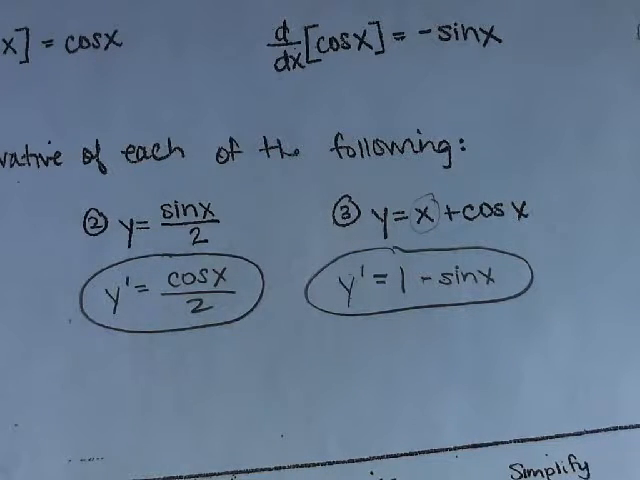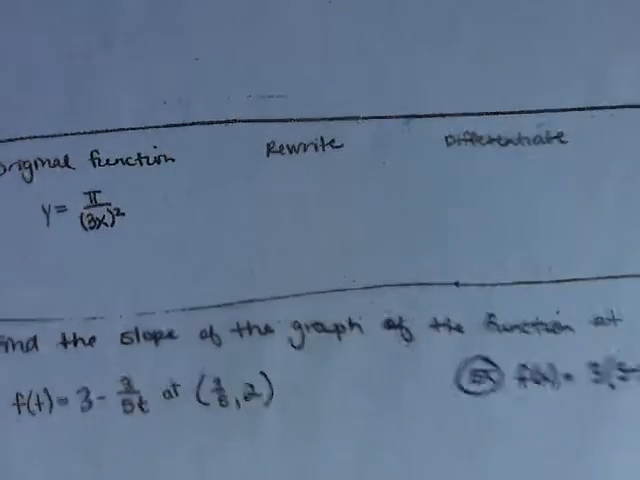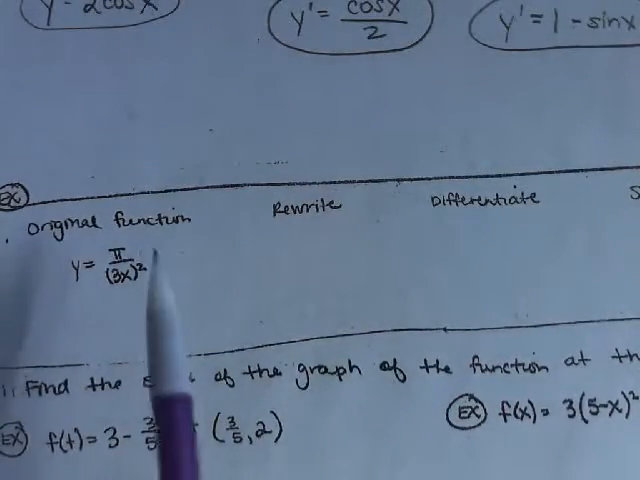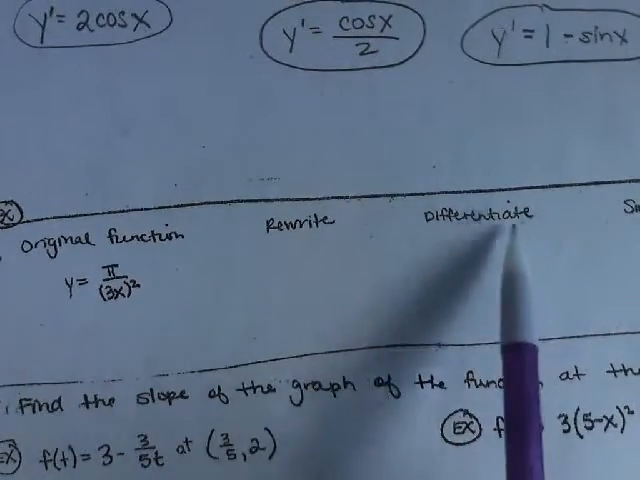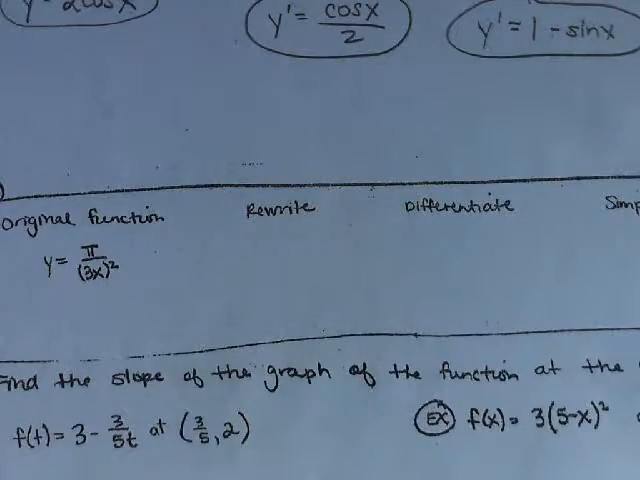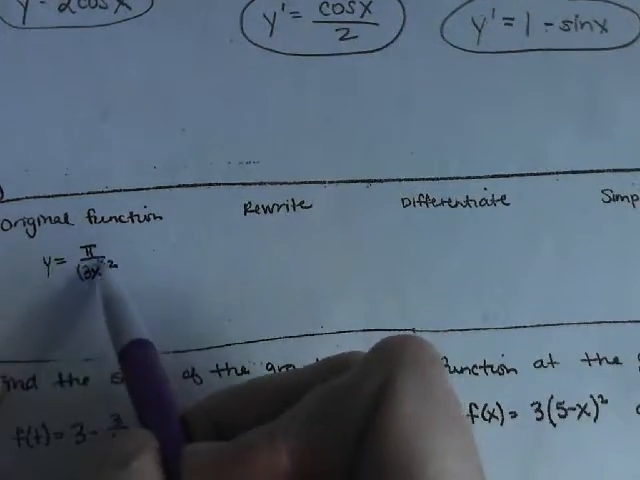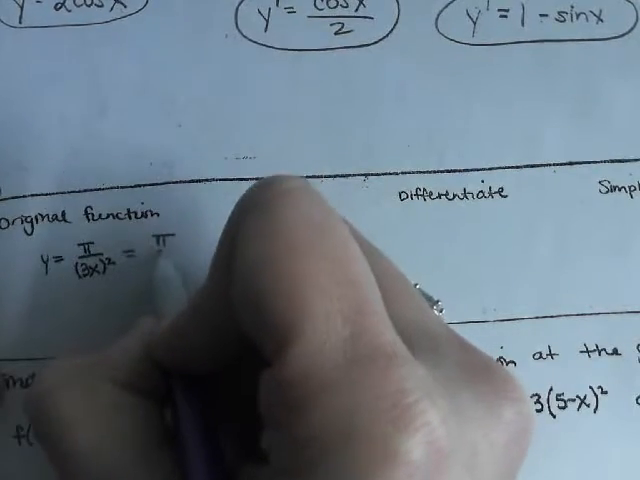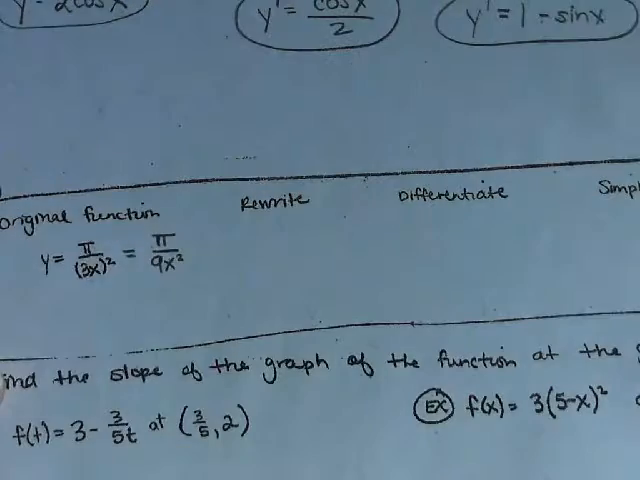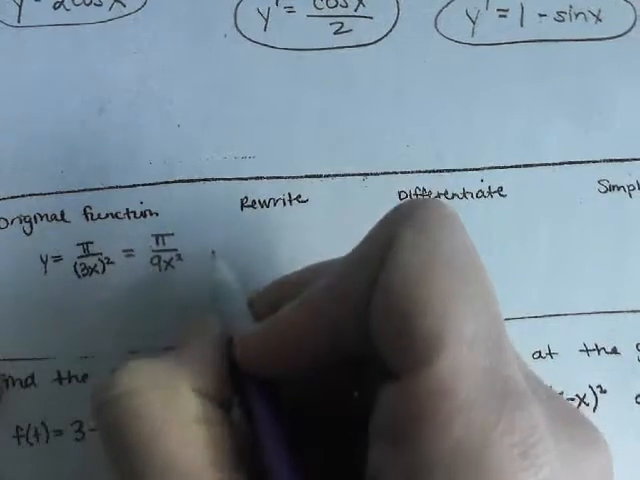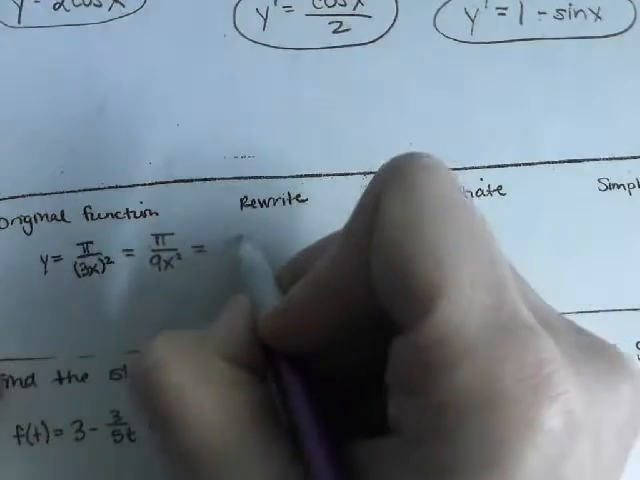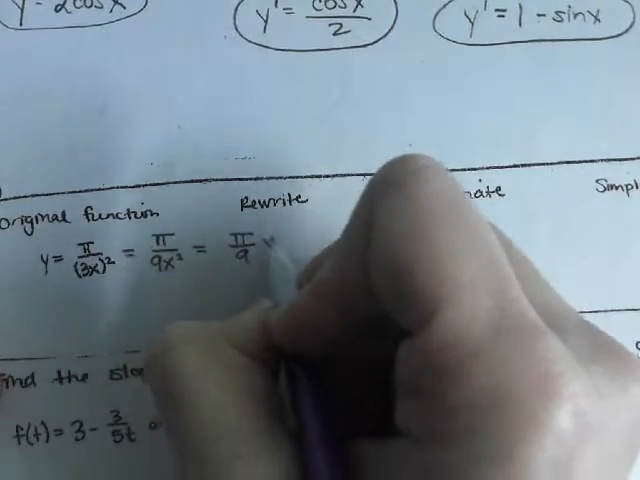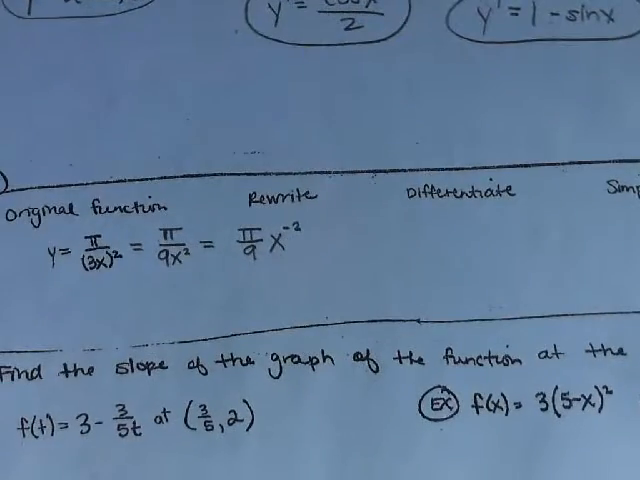Okay? So there's a section in the homework with the instructions to write the original function, rewrite, differentiate, and simplify. That's what we've been doing on the front side. When we first rewrite, I would change this first to pi over 9x squared to get rid of the parentheses. And then I would move my x squared up top. So I'd have pi over 9, x to the negative second. That's the rewriting that they're talking about. Just rewrite the original function so that it's conducive to the power rule.